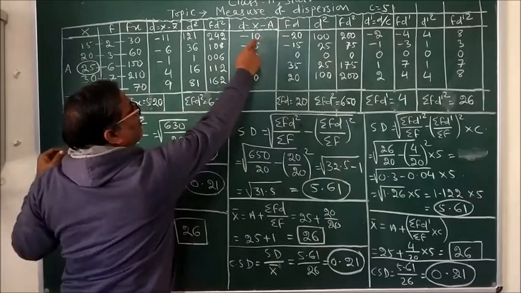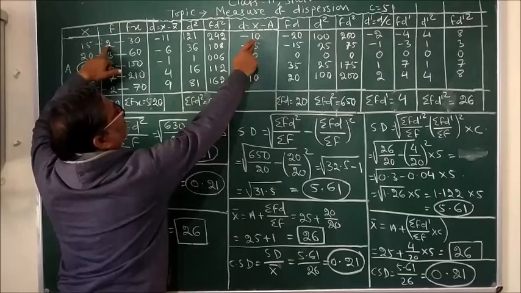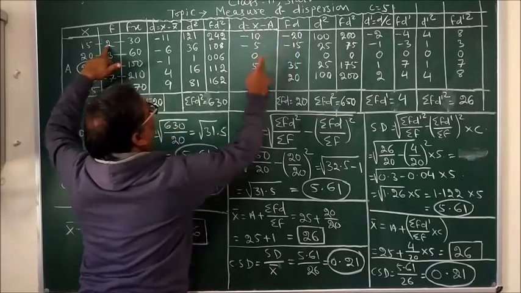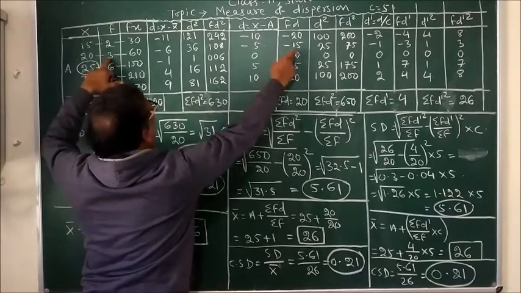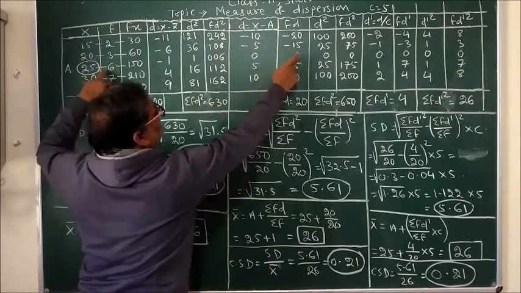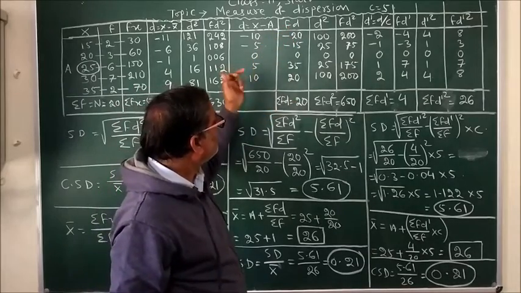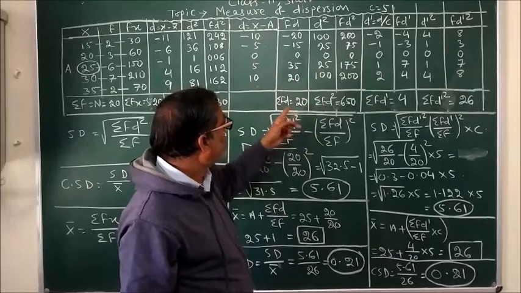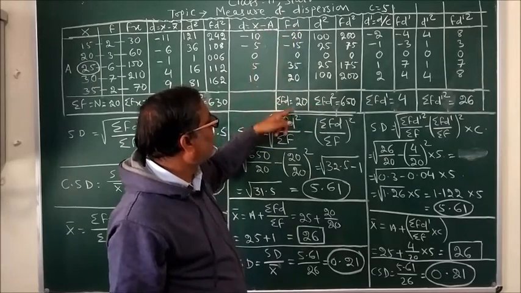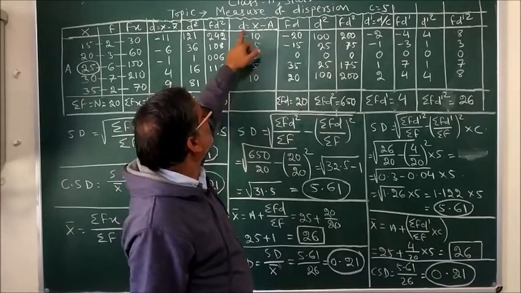And if we multiply the D value with the F value, then we will be getting FD column. You see, minus 10 into 2, minus 20, minus 5 into 3, minus 15, 0 into 6, 0. In this way, we calculated the FD column, and in the formula summation FD is needed. That's why sum of FD we calculated to be 20. After that, make the square of D.